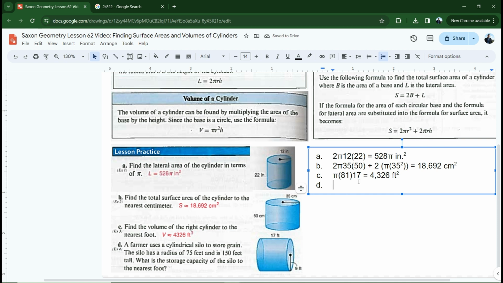Is it square feet? Oh, hey, this is volume, so this is cubed, and this is going to be the storage capacity of the silo to the nearest. And again, this is going to be in cubic feet because we're looking for volume. So a silo has a radius of 75 feet and is 150 feet tall. What is the storage capacity of this silo to the nearest cubic foot?